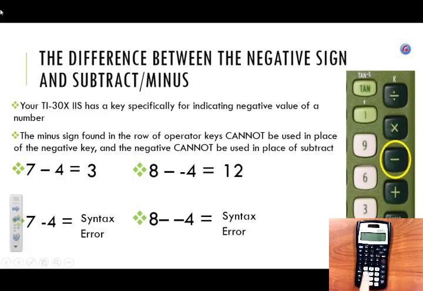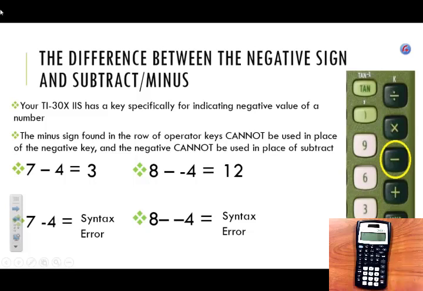So, just for example, if you try to use negative 7 minus 4, but you use your negative, you're given a syntax error. The calculator doesn't recognize that as minus. So we'll touch clear and clear again.